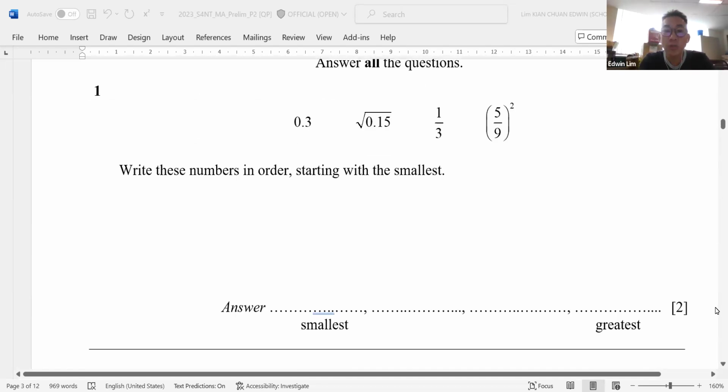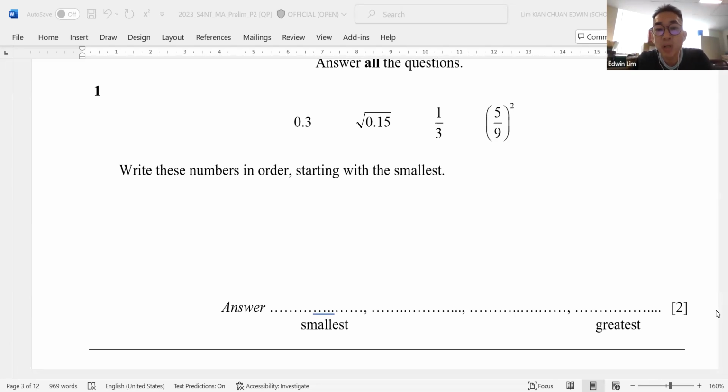Okay, question 1. Write these numbers in order starting with the smallest. 0.3, square root of 0.15, 1/3, and 5/9 squared. To do this question, the first thing that you have to do is to actually change all the different numbers to decimal first. So let's start.